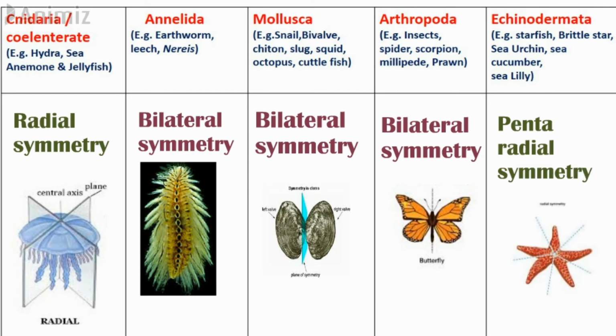Then the Echinodermata. It is a pentaradial symmetry, which is a type of radial symmetry divided into 5 parts. By making a chart, you can understand it clearly. And the most important thing is you have to know the example for each invertebrate. So the other features will be discussed in our next video.